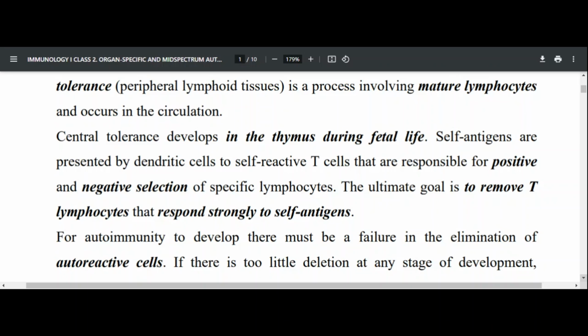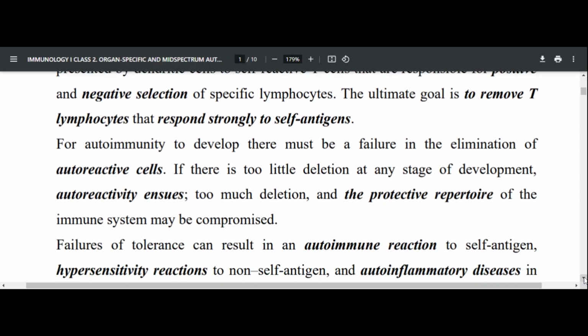For autoimmunity to develop, there must be failure in the elimination of autoreactive cells. When there is failure to eliminate T lymphocytes that are autoreacting, that leads to autoimmunity. If there is too little deletion at any stage of development, autoreactivity will happen. But too much deletion will also end up compromising the protective repertoire. What is a protective repertoire?